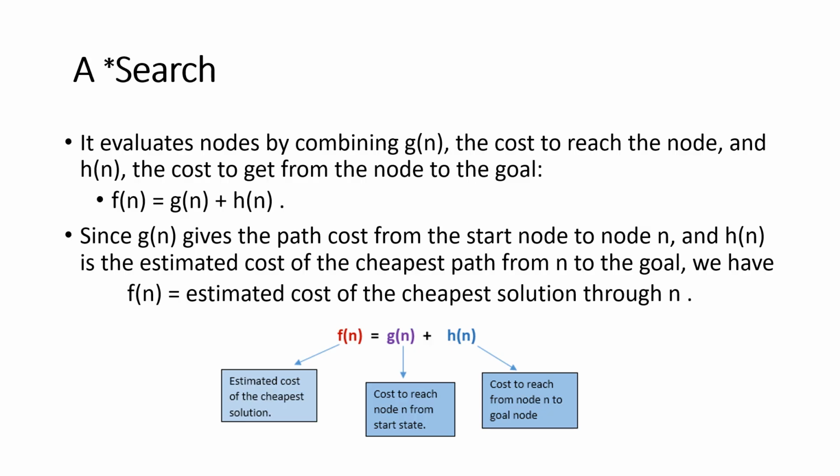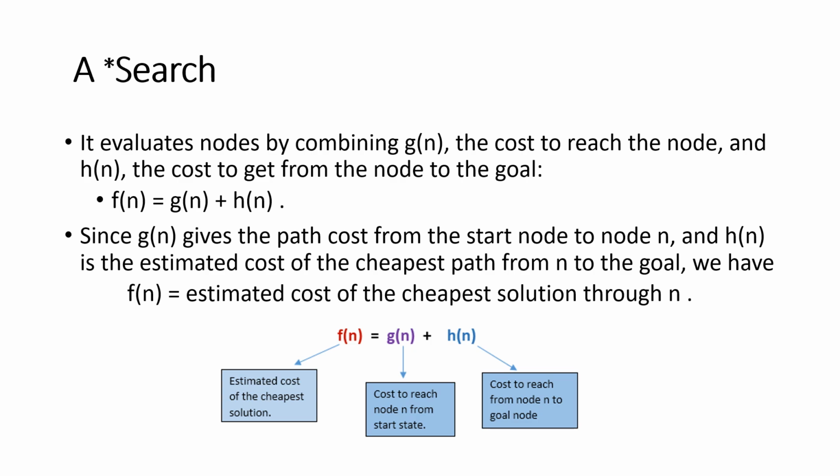For example, imagine we are walking in a city to reach a coffee shop. The distance you have walked is g of n, and we can estimate how far it is from our current location to the shop, which we take as h of n. Then the evaluation function f of n is equal to h of n plus g of n.